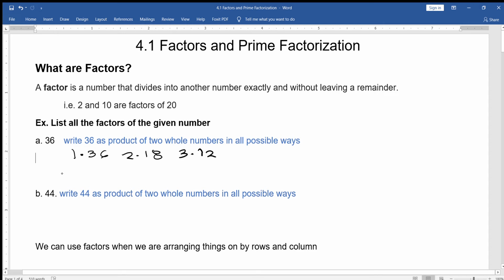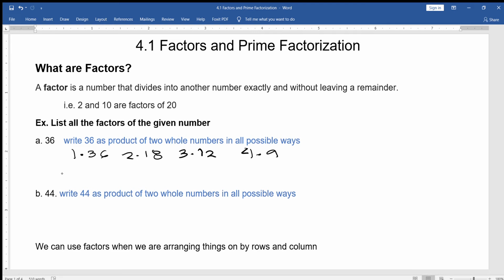But what if you don't know the product? So what you do is you think of a number between 3 and 12 and you divide 36 by that. For this one, let's go with the next number, 4. 36 divided by 4 is 9. So that means 4 times 9 is equal to 36.